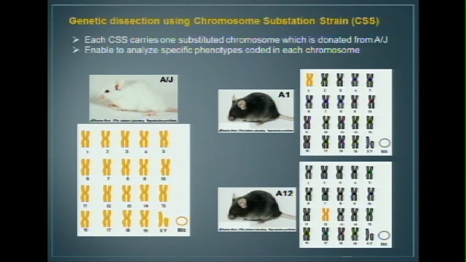To investigate the genetic background of this mouse, we conducted 2 unique genetic dissections for these studies. The first one is genetic dissection using chromosome substitution strains. Each CSS contains 1 substitute chromosome which is donated from A/J. So, for example, the A1 strain has only chromosome 1 donated from A/J, and A12 carries chromosome 12 donated from A/J. So using these CSS strains, we can analyze specific phenotypes coded in each chromosome.